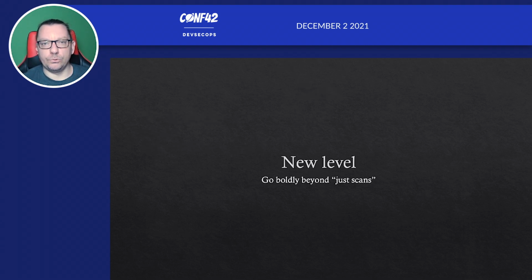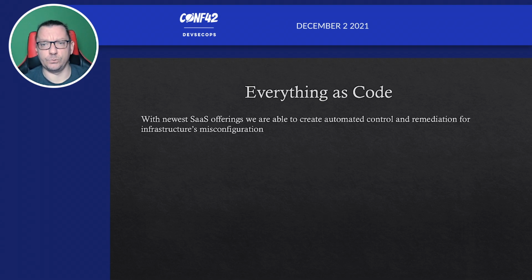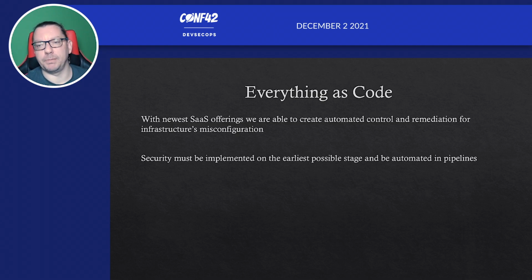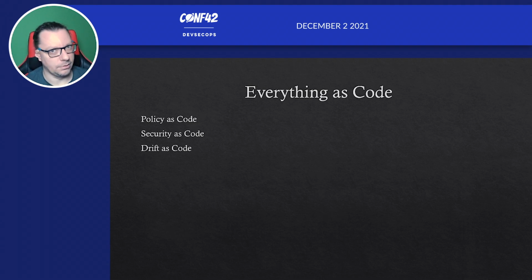So we should go to a new level, right? Even beyond just scans. We should have everything as code, and it means that with those newest offerings, we are able to create automated control and remediation processes. And security must be implemented at the earliest possible stage for infrastructure, for everything, right? Everything as code means policy as code, security as code, drift as code with those paid offerings, and remediation as code.